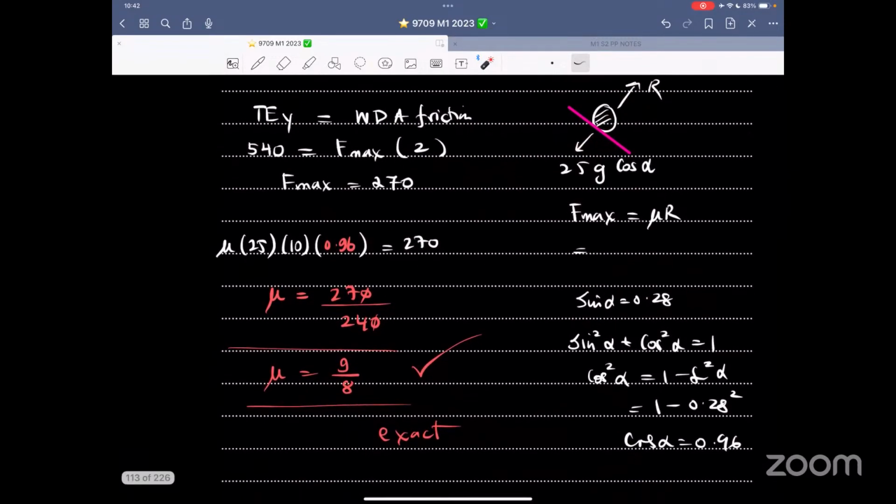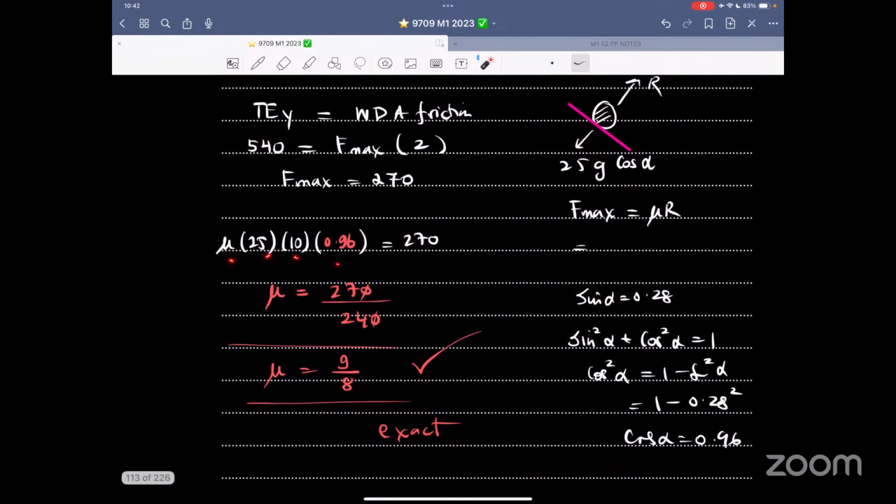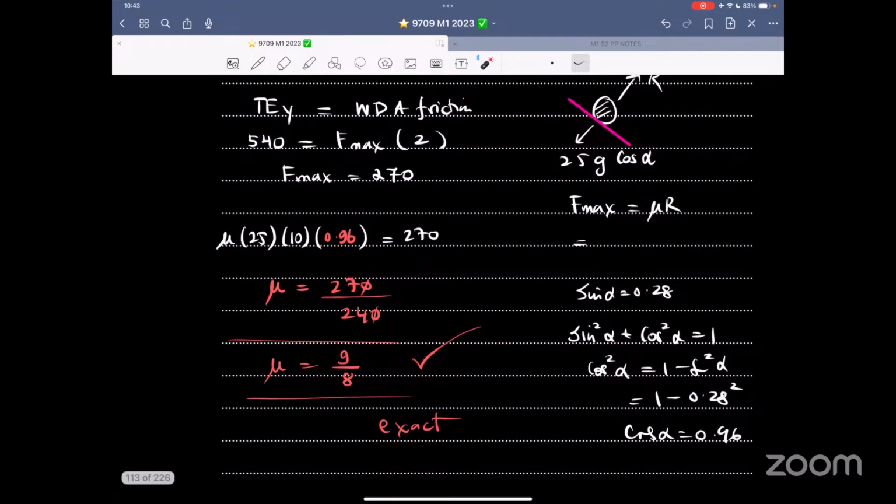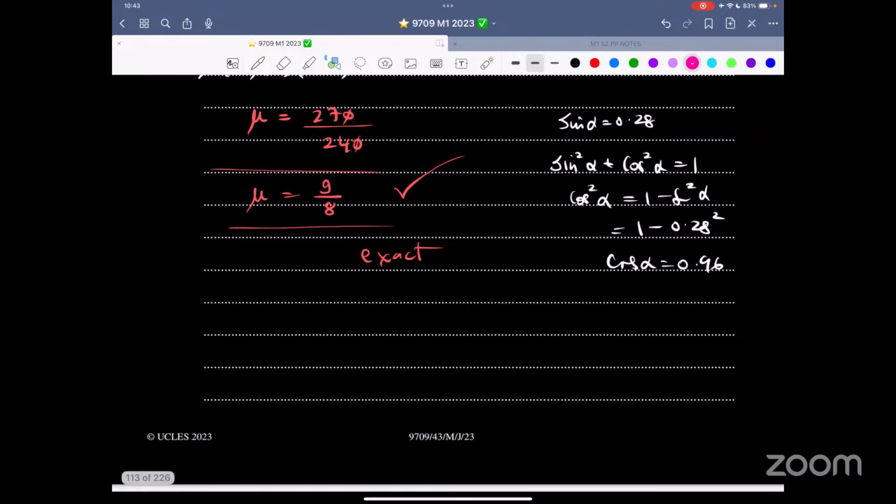F max is mu R, that is mu into this thing. Sine alpha is 0.28. Use the identity, find cos alpha. So that is how I have used it. And then mu comes out to be a beautiful fraction, that is 9/8. Just a misconception with which very, very educated people also have. Mu is not probability.